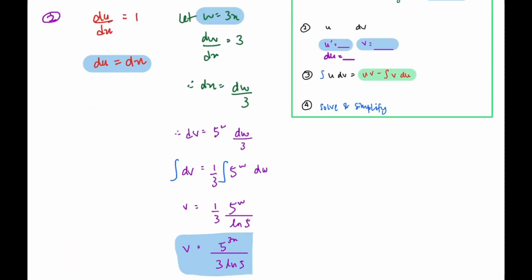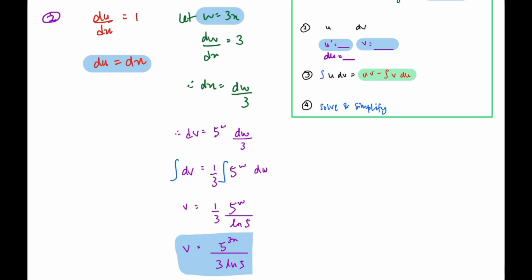So let's do this. Let's integrate both sides. So integrate dv is just v. And for this function here, let's just take out 1 over 3 and we just focus on integrating 5 to the power of w dw. So this is just v, this is just 1 over 3. And integrate 5 to the power of w dw is just 5 to the power of w over ln 5. So we don't need to write plus c here yet.